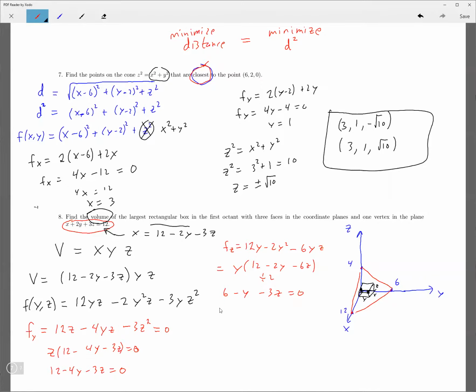So this becomes y plus 3z equals 6. And this becomes 4y minus 3z equals 12. So we have a system of two equations with two unknowns. And it looks like this is plus 3z, that's minus 3z. I like that. Let's add them together. I was going to do substitution, but then I saw this.